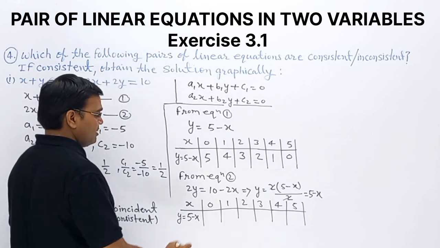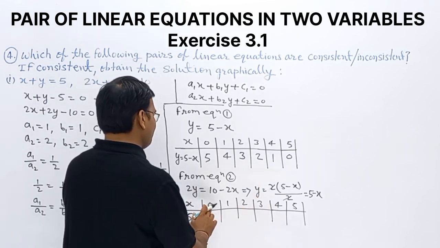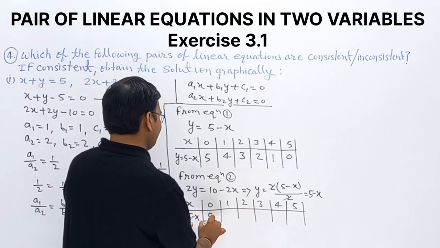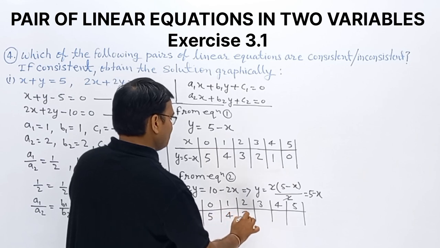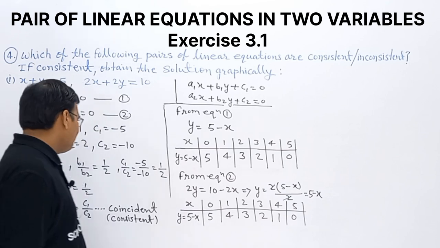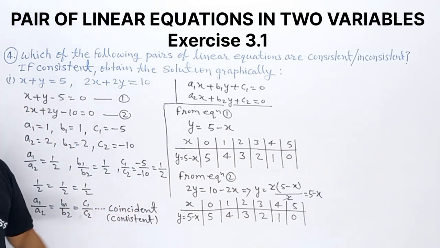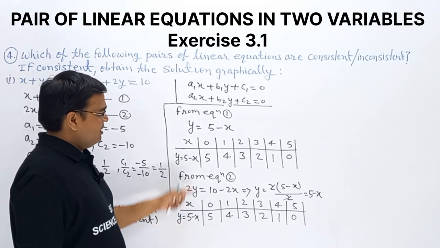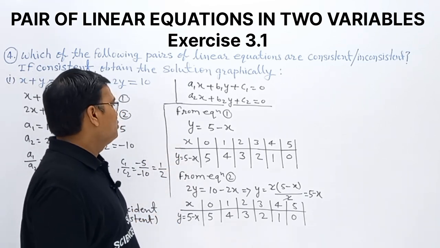Clear? It means again, once we put the values of x, we are getting 5, 4, 3, 2, 1, 0. We are getting the same. Why? Because we have coincident lines, and coincident lines mean what? Same lines. Clear? So we obtained the two tables.